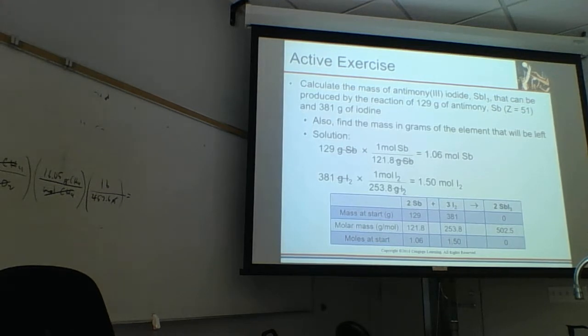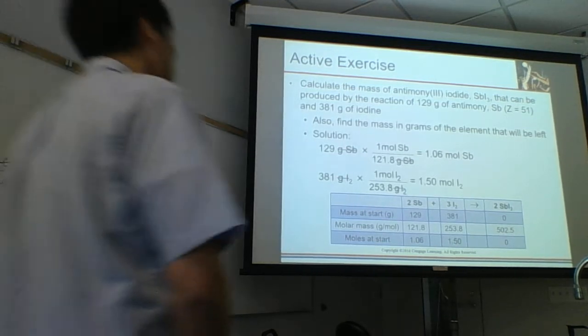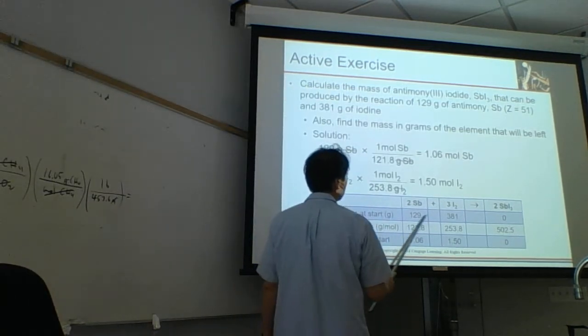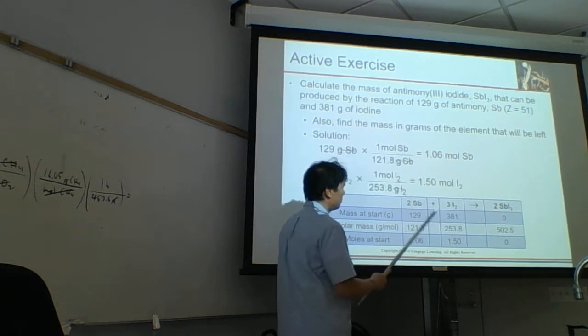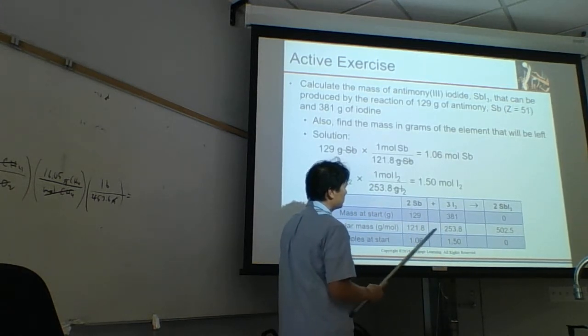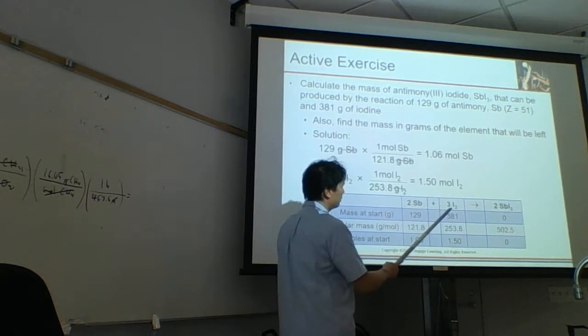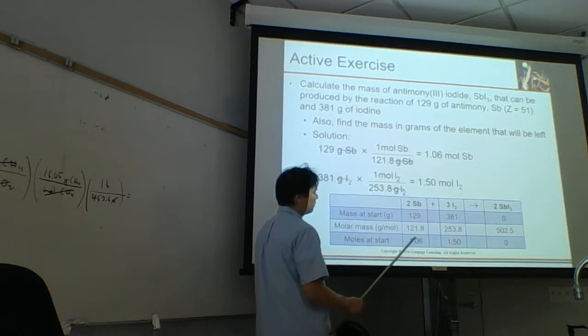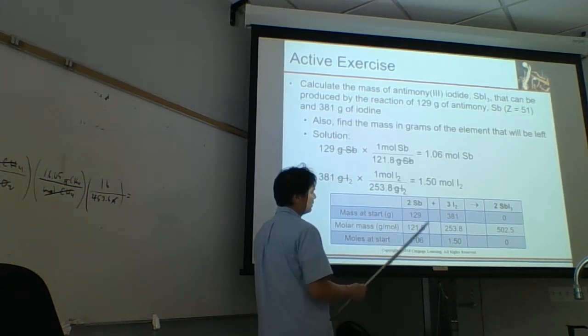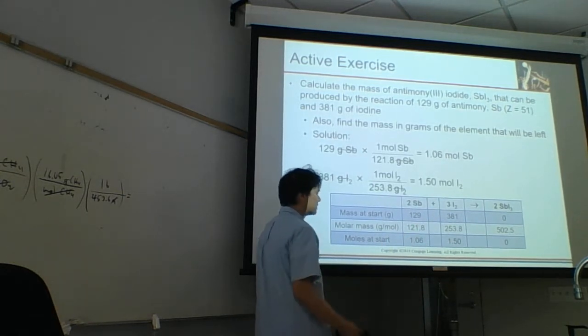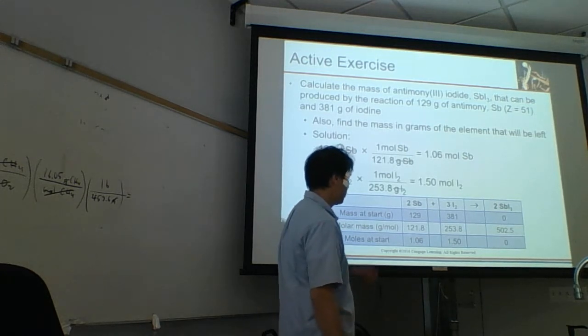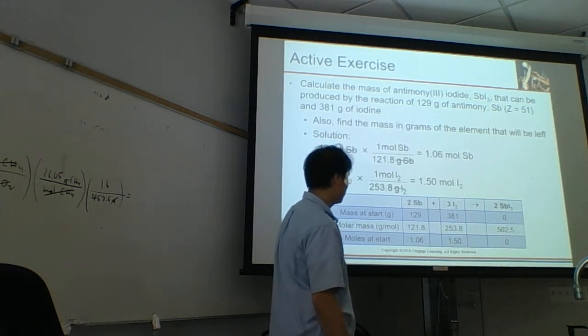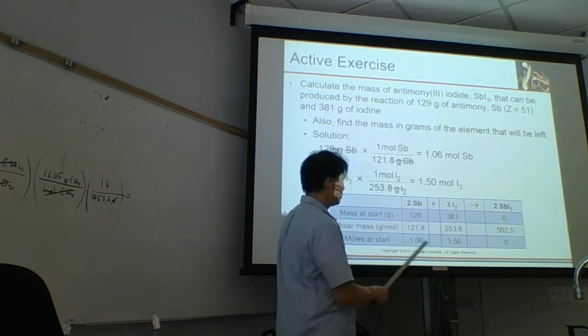We can't use mass. Comparison of mass doesn't work because these things weigh different amounts. So we need to do comparison of moles. Doing comparison of moles here, take a look. We need 2 antimonies for every 3 iodines. If we look at the moles at the start, we have 1 antimony and 1.5 iodines. Well, is that right? Actually, that's pretty close. This is pretty close to stoichiometric.